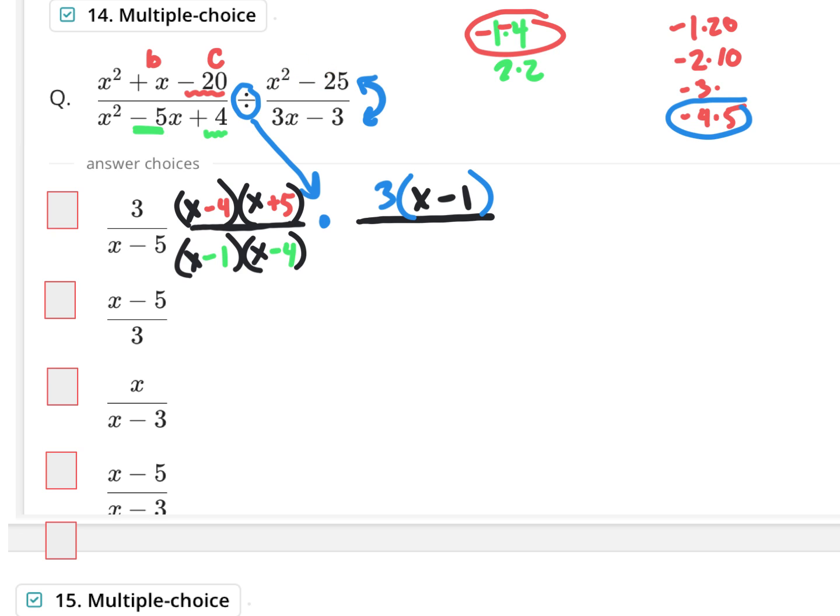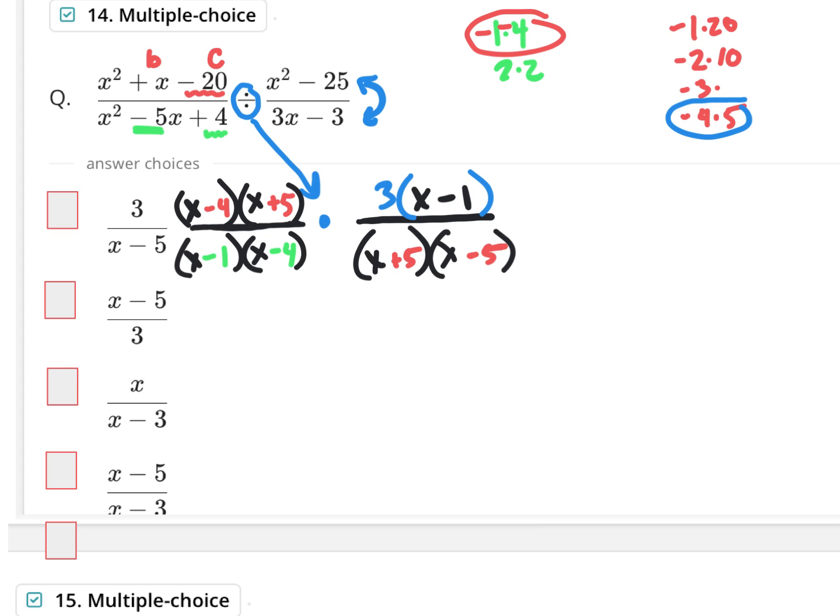Now this one is a difference of 2 squares, and I'll be able to factor it. x, and we think what times what is a negative 25 that if you add together is a middle value b, which there is no middle value. So what times what is a negative 25 that if you combine together is nothing because there is no middle value. That'll be a positive 5 and a negative 5.